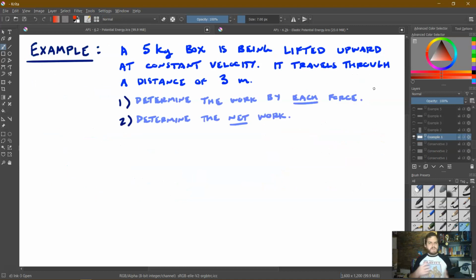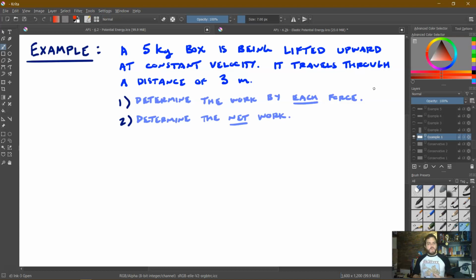So I've been throwing out a lot of terminology now: potential energy, conservative forces, non-conservative forces, doing work against something, by something, etc. It can get a little bit confusing. So let's go through an example and start to see how exactly it breaks down, and it should make things a lot simpler. Let's say we have a 5-kilogram box that's being lifted upward at a constant velocity, and it travels through a distance of 3 meters upward.